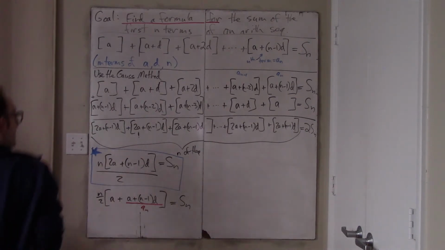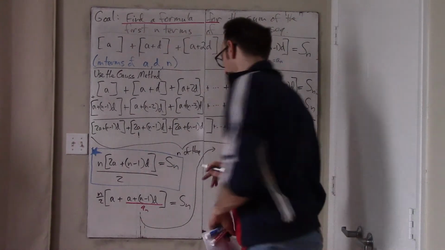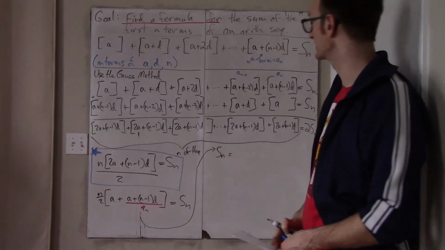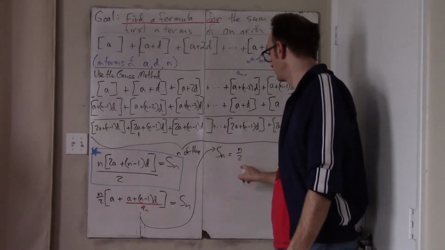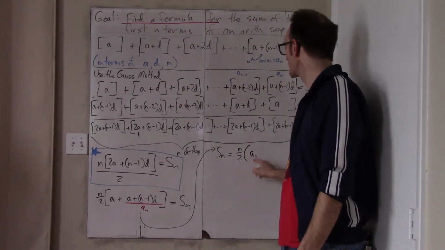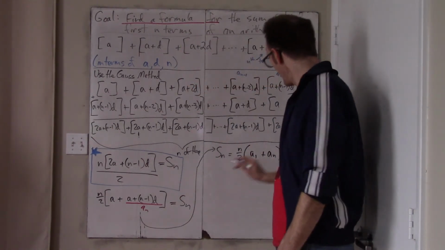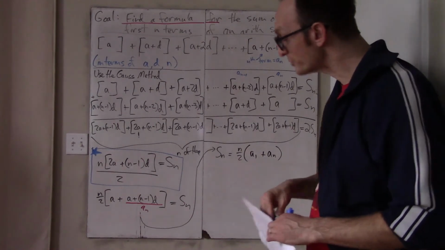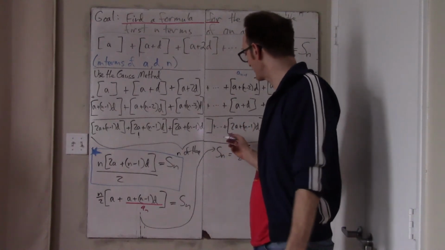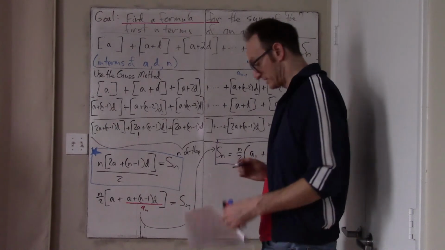So there is another interpretation of this formula, which is that the sum of the first n terms in an arithmetic sequence is n over 2 times the first term, which I'll write as a1 now, plus the nth term. And this is also a correct formula for the sum of the first n terms of an arithmetic sequence. And this is also good, I'll just say.